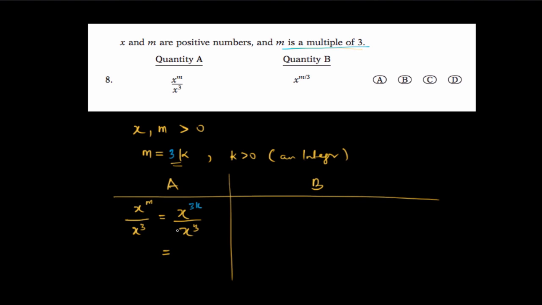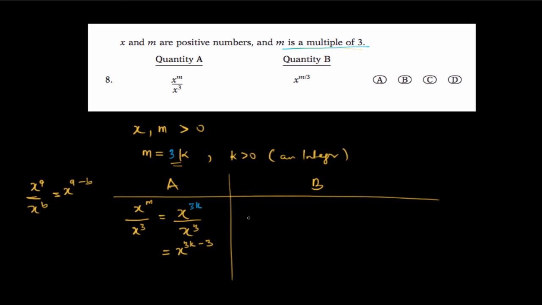Now we are going to use the laws of indices, which say that whenever you have x to the power a divided by x to the power b, that gives you x to the power a minus b. So here we have x to the power 3k minus 3. So this is what we have for A.